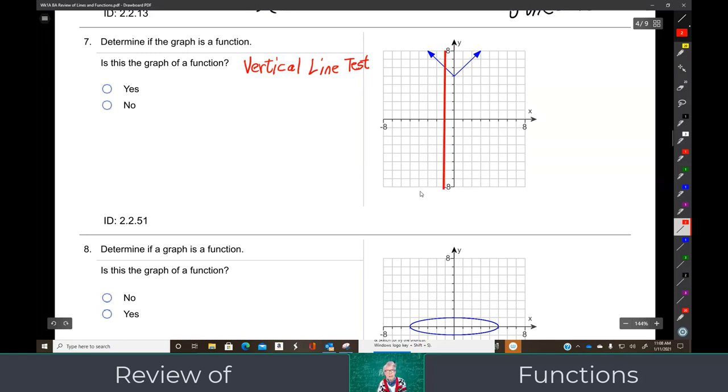You draw a vertical line either physically or mentally through a graph. Better to do it at a number of different points, just to make sure. And here's what we're making sure about. Does the vertical line, each vertical line, touch the graph at one point or at more than one point? These lines intersect the graph at one point, only one point.